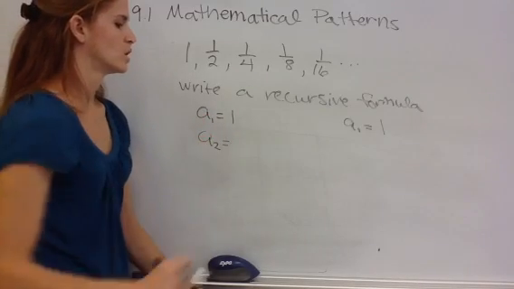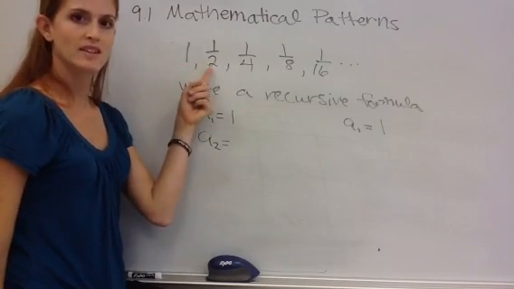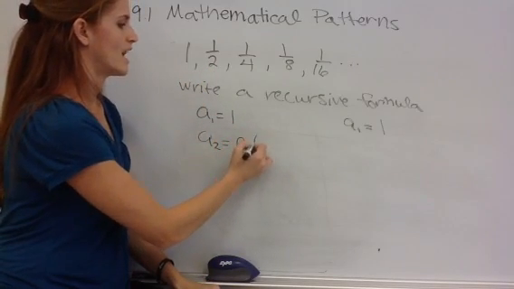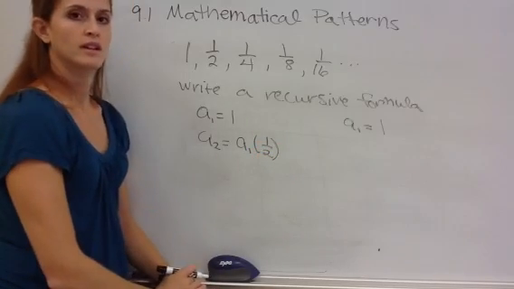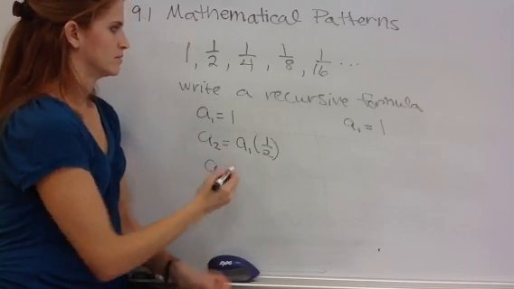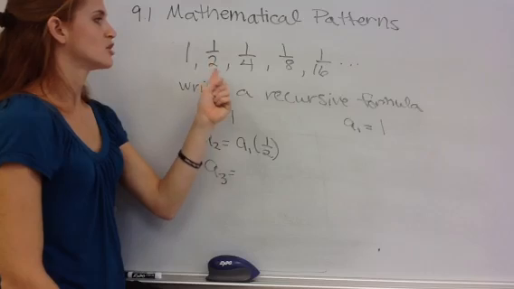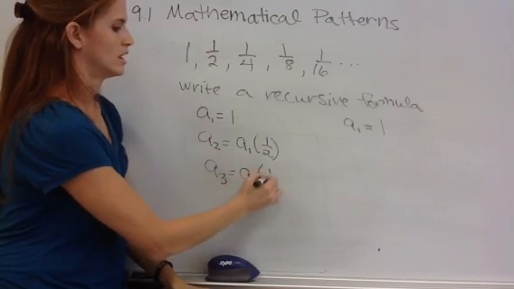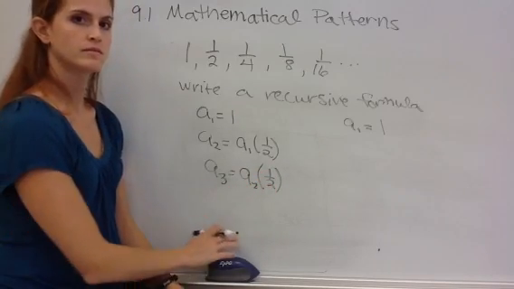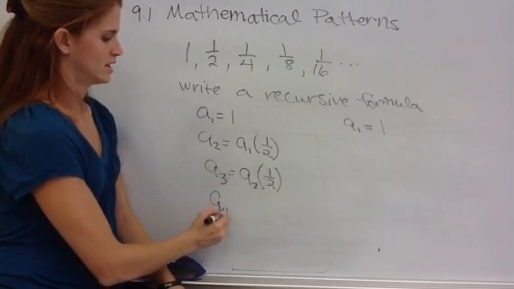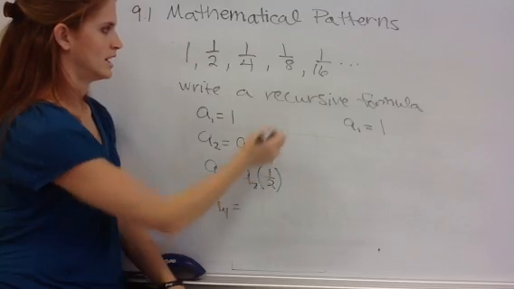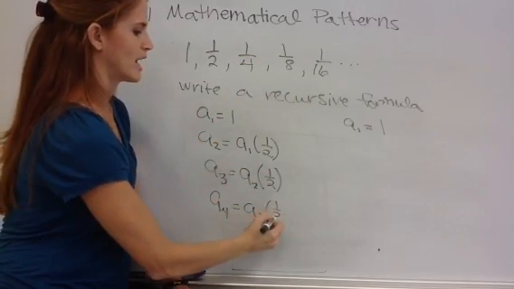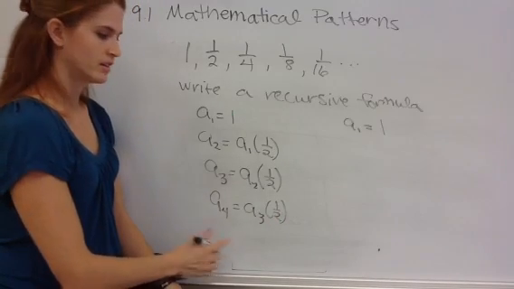A sub 2, what do I do to the first term to get the second term? Well, I take my first term, a sub 1, and I multiply by 1/2. How do I get a sub 3, this term here? Well, I take the term I had before it, and I multiply by 1/2. So I take a sub 2, and I multiply by 1/2. Here, to get to a sub 4, I take a sub 3, the third term in the sequence, and I multiply by 1/2. Hopefully we see the pattern.